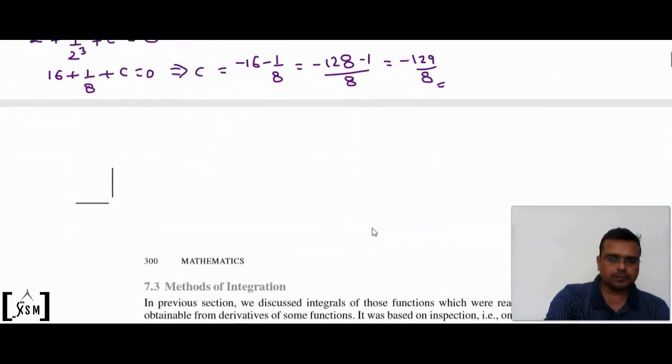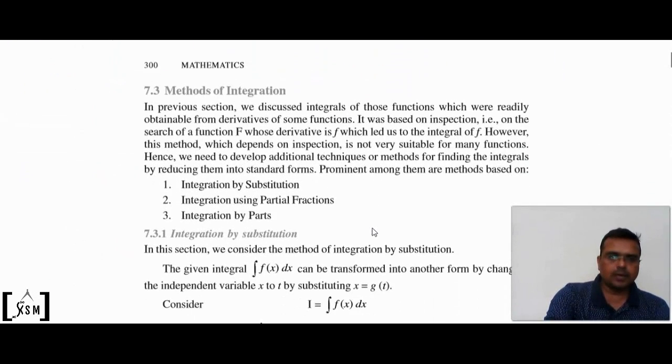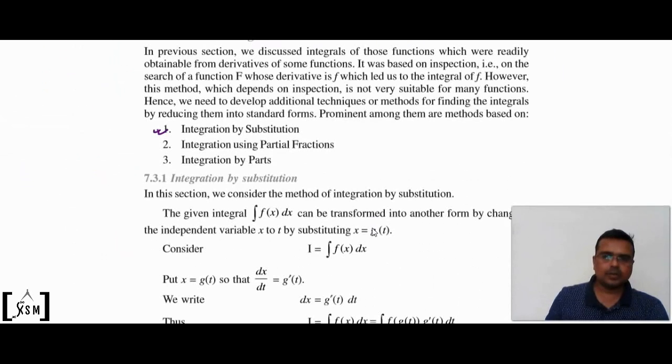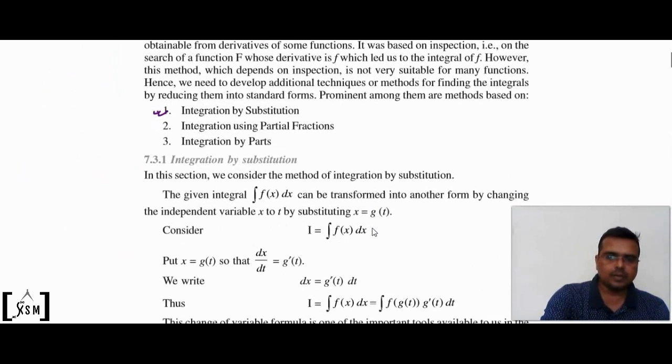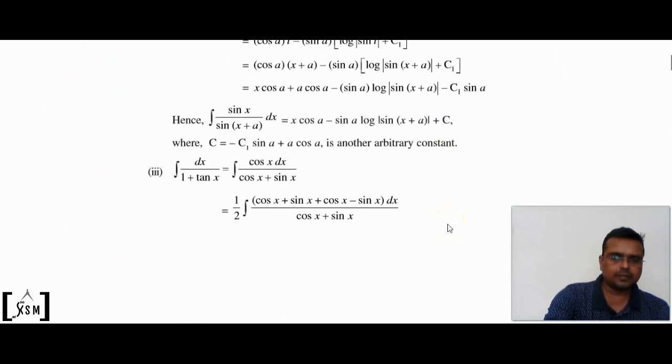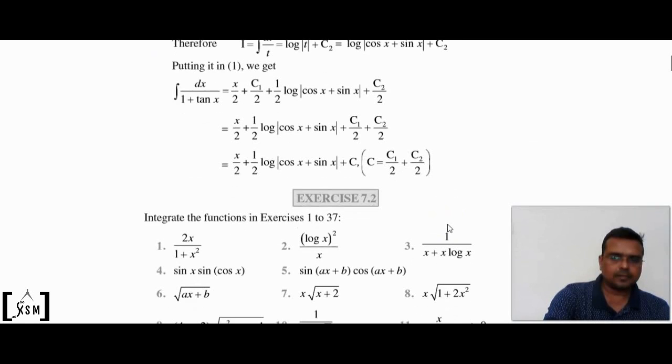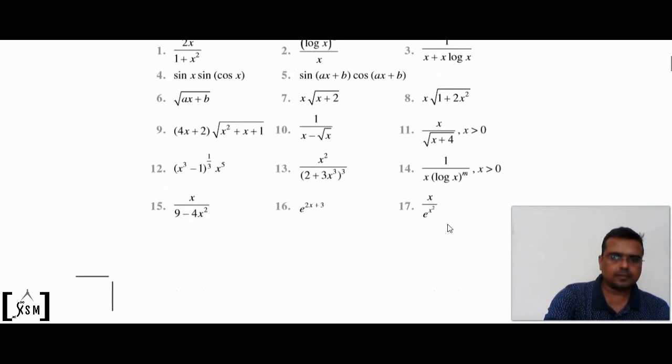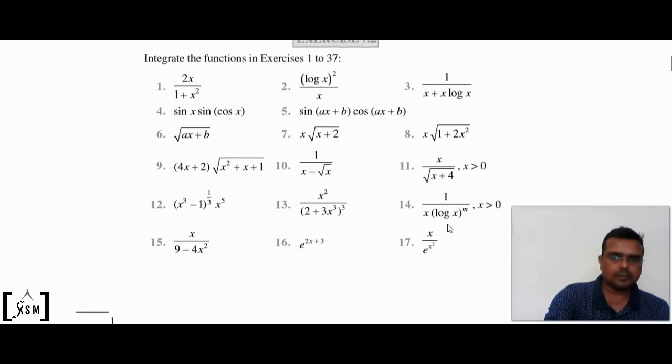Methods of integration. The first method we'll learn is integration by substitution. So let's learn that. Okay, first of all, let's do question number 2. We have to integrate (log x) whole square over x, and let me write it as dx.